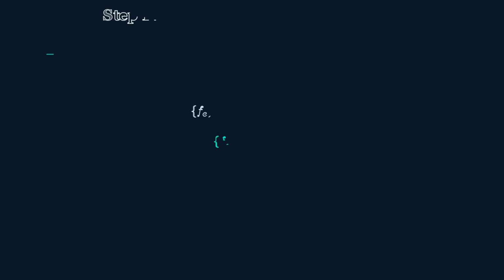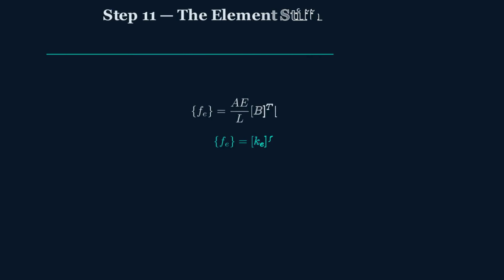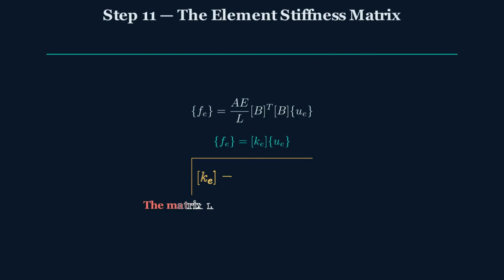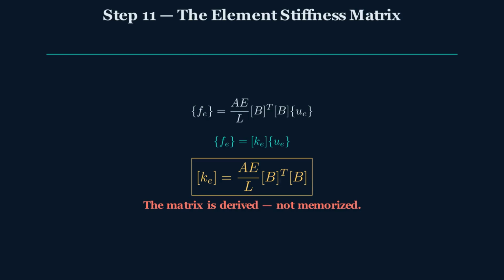We can now compare our result with the standard finite element relation, element force equals element stiffness times element displacement. Therefore, the two-dimensional truss element stiffness matrix is simply AE over L multiplied by B transpose B. This compact equation is the most important result of this tutorial. The 4x4 matrix will now come automatically from multiplying B transpose B.